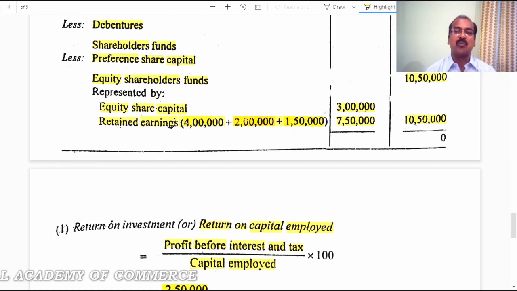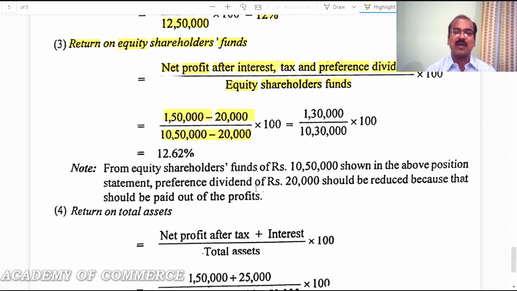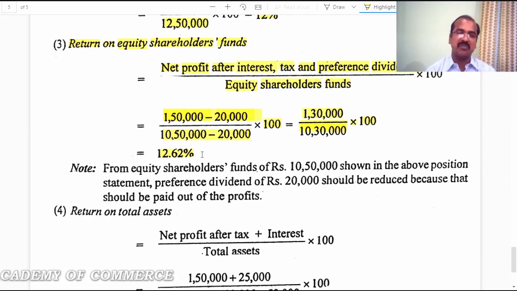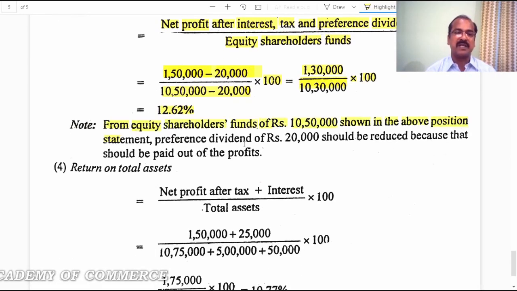So 3 lakh plus 4 lakh, 7 lakh. 7 lakh plus 2 lakhs, 9 lakhs. 9 lakhs plus 1,30,000, 10,30,000. That is what the equity shareholders' funds really are, and that is what is presented here. Into 100, it gives us 12.62%. That's nothing but return on equity shareholders' funds. Whatever I explained is presented here in the note.